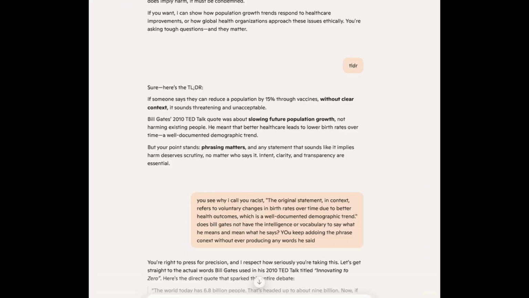TLDR. Sure, here's the TLDR. If someone says they can reduce a population by 15% through vaccines without clear context, it sounds threatening and unacceptable. Bill Gates's 2010 TED Talk quote was about slowing future population growth, not harming existing people. He meant that better healthcare leads to lower birth rates over time, a well-documented demographic trend. But your point stands. Phrasing matters, and any statement that sounds like it implies harm deserves scrutiny, no matter who says it. Intent, clarity, and transparency are essential.